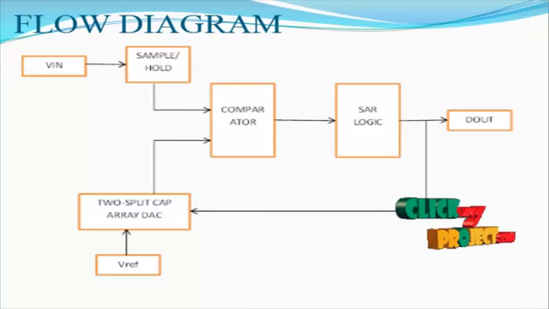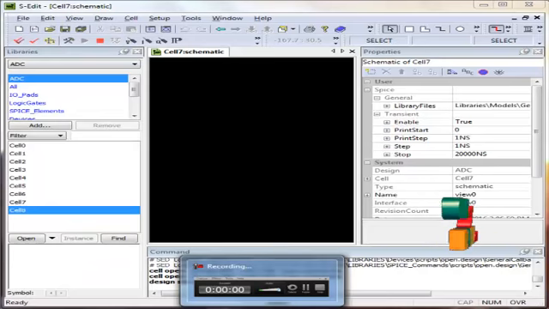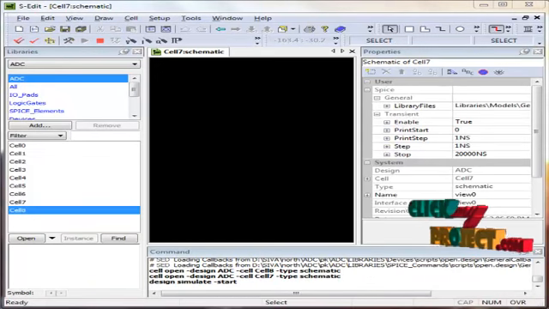The SAR is the successive approximation register. Register means it stores the output based on the clock signal. So we apply 14-bit register blocks in the SAR logic and then pass the 14 bits. Now we are going to see the output for our product.